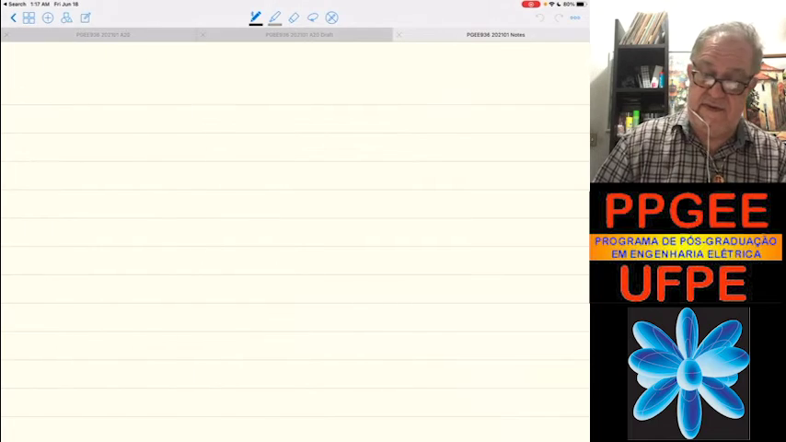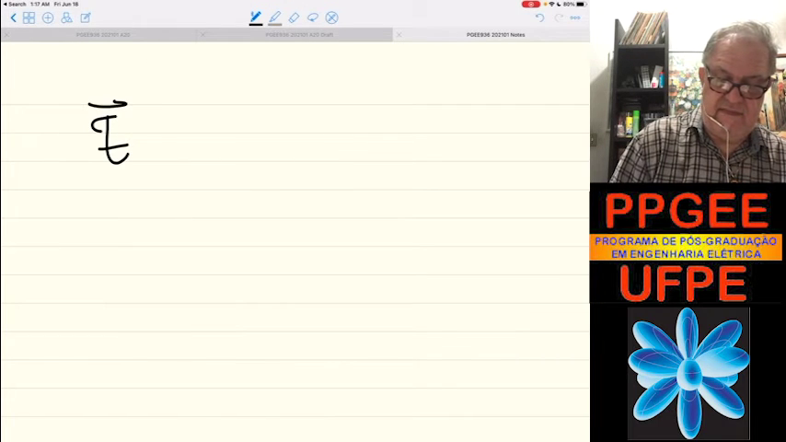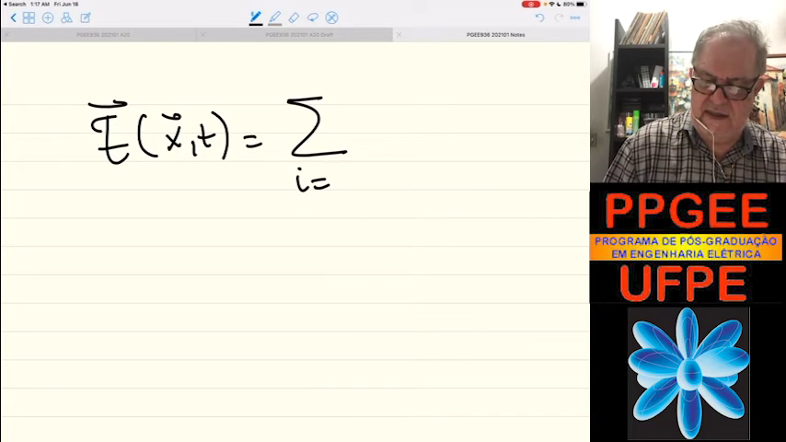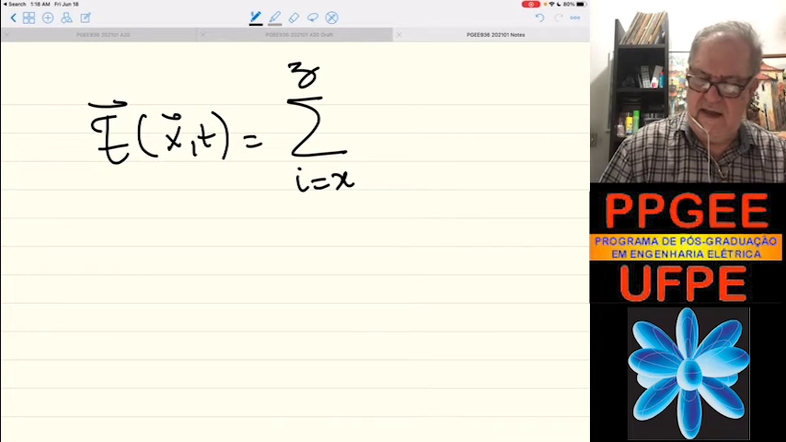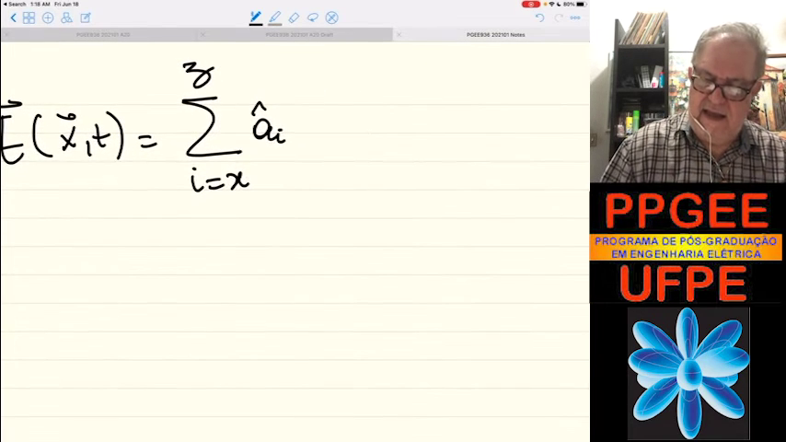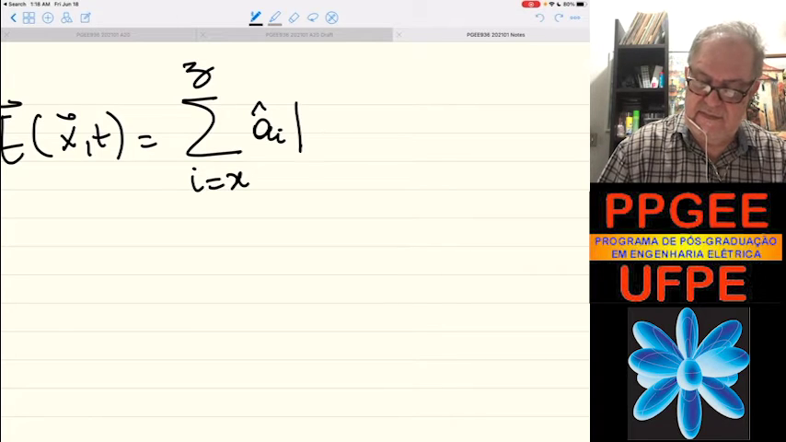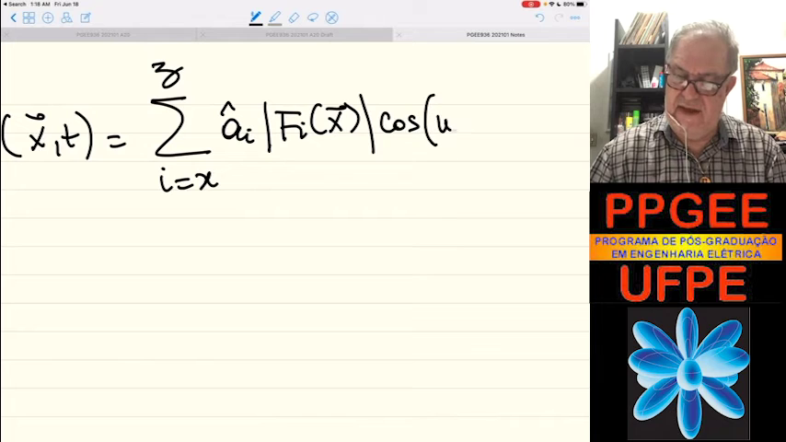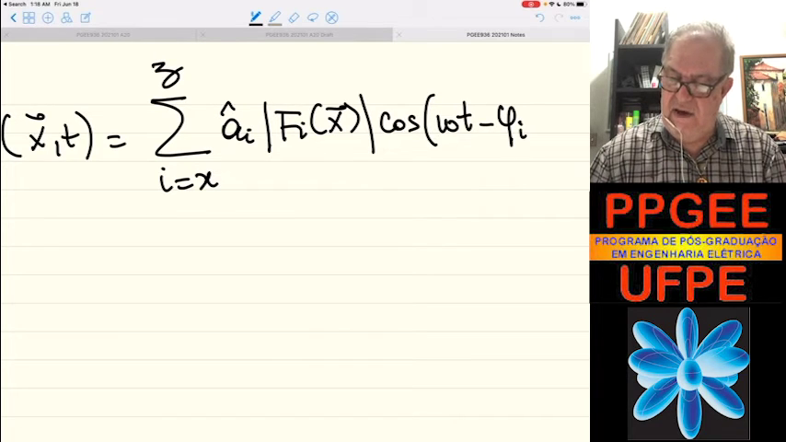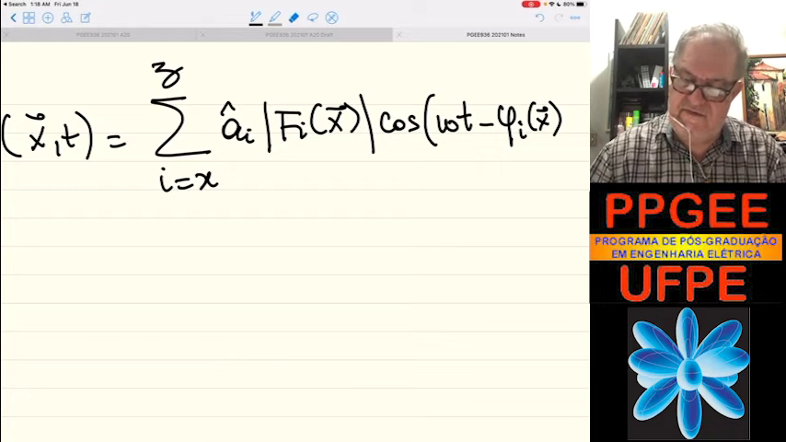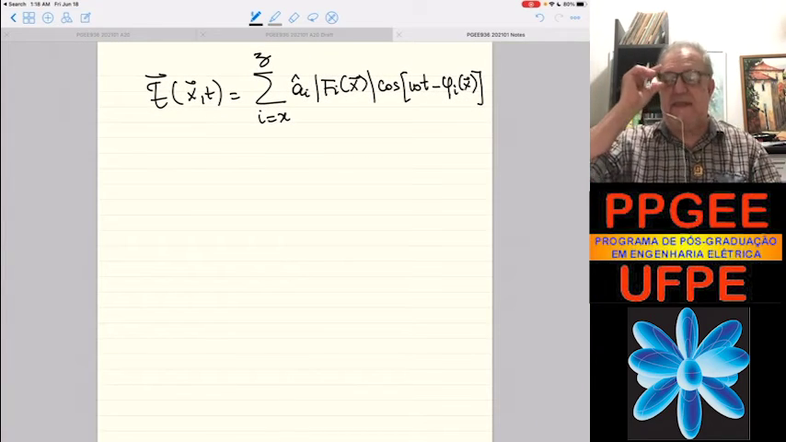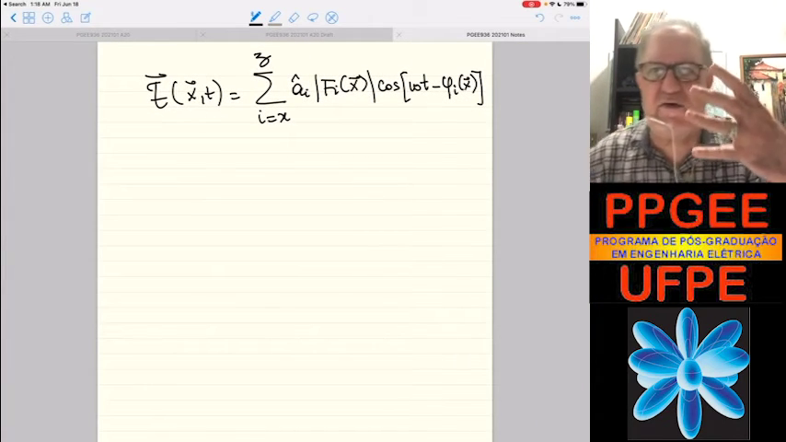We have a harmonic field, F of x, t, equals the sum over i equals x through z of a_i, f_i magnitude, which is a function of the coordinates, times cosine of omega t minus phi_i of x as well. So these are functions because this is part of the function f_i. That's how the physical field looks.